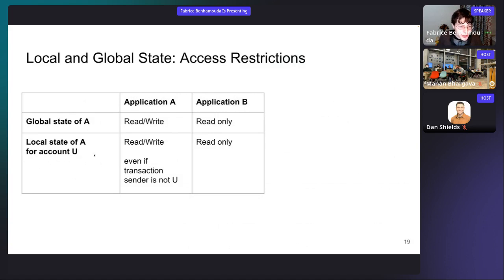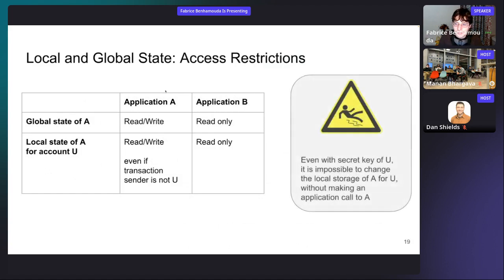The specific part of Algorand is the separation between global and local. One thing that is important to understand is that the local state for account U can be modified by application A, even if the transaction was not made by you. Application A really can control all the local state of all the accounts that opted in. It has full power over it, with no need for you to do anything. And in particular, even if you know the secret key of the account, you cannot modify the local state of A. The local state of A is completely controlled only by the application.